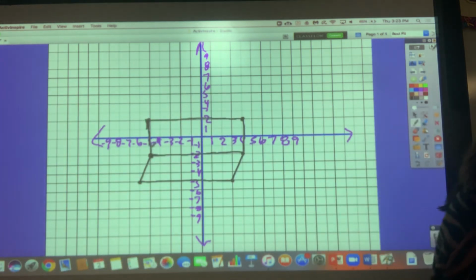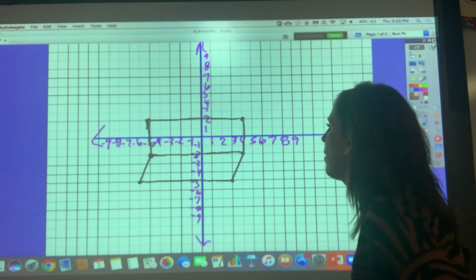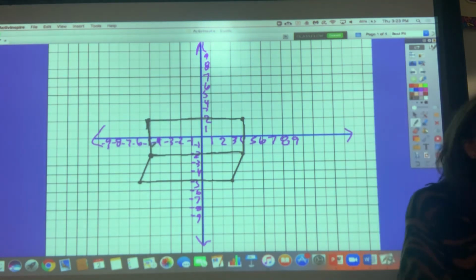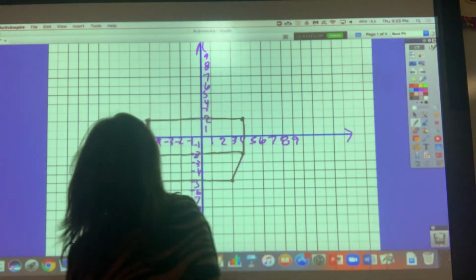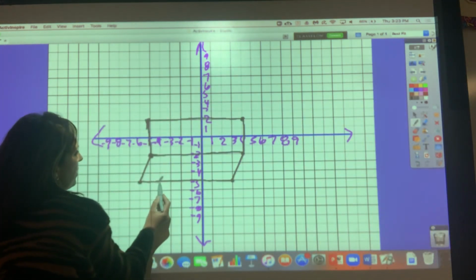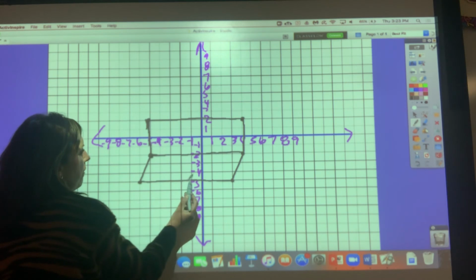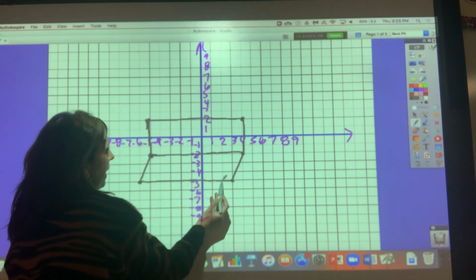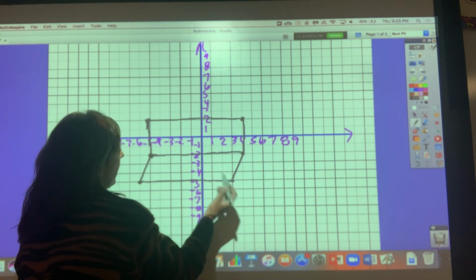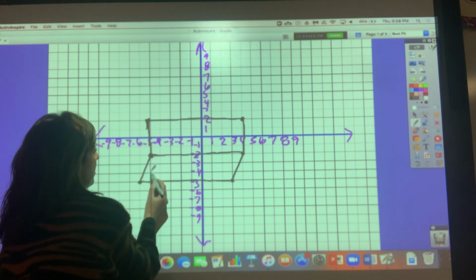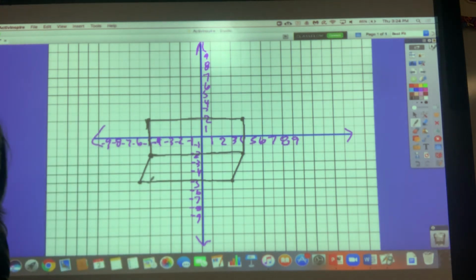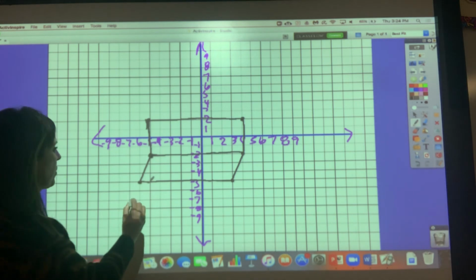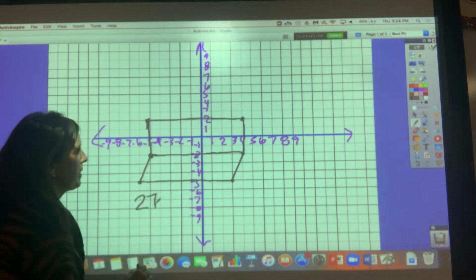So all we need to do is count and find our base and our height for each one. Here we're going to go 1, 2, 3, 4, 5, 6, 7, 8, 9. And our height is 1, 2, 3. So 9 times 3, which would be 27 units squared.